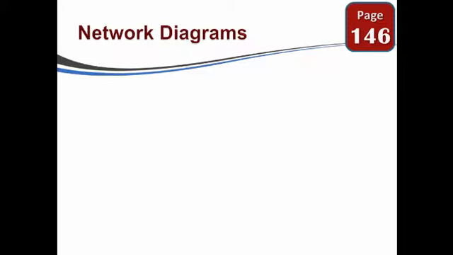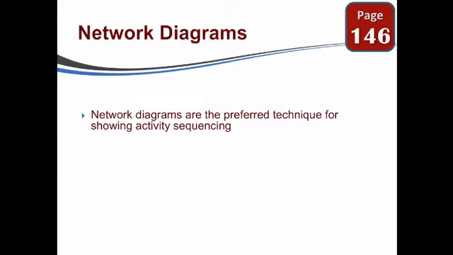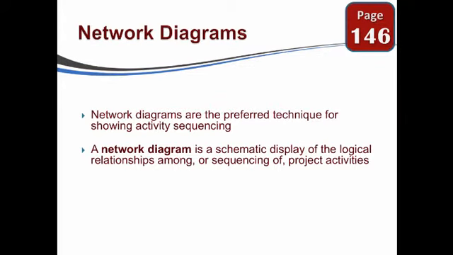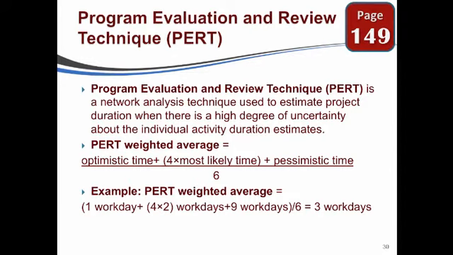The network diagram itself is the preferred method by project managers of tracking the project. It gives them a lot of information. It's very easy to spot, and relationships are very clear. It's usually a schematic of the logical sequence of things. A program evaluation and review technique, or PERT, is actually part of that network diagram. It's a review of how to analyze and estimate the project duration.